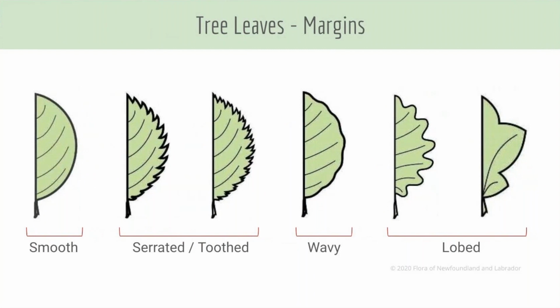Lastly, you'll want to look at the edges or the margin of the leaf, and this can help distinguish very similar species from each other. So if it's smooth, serrated, or toothed, wavy, or lobed. And in the case of lobed, it simply means that parts of the leaf will stick out from the body.